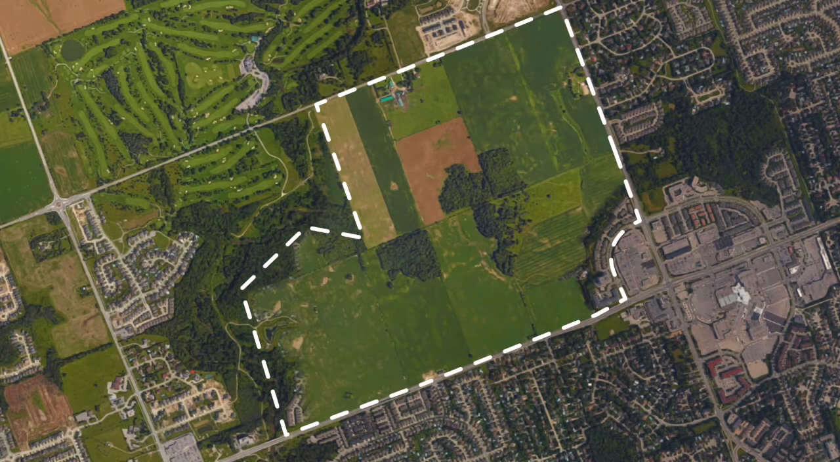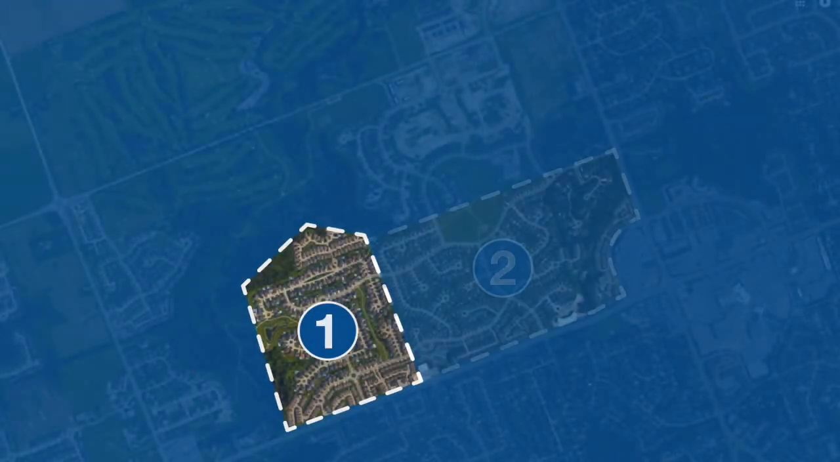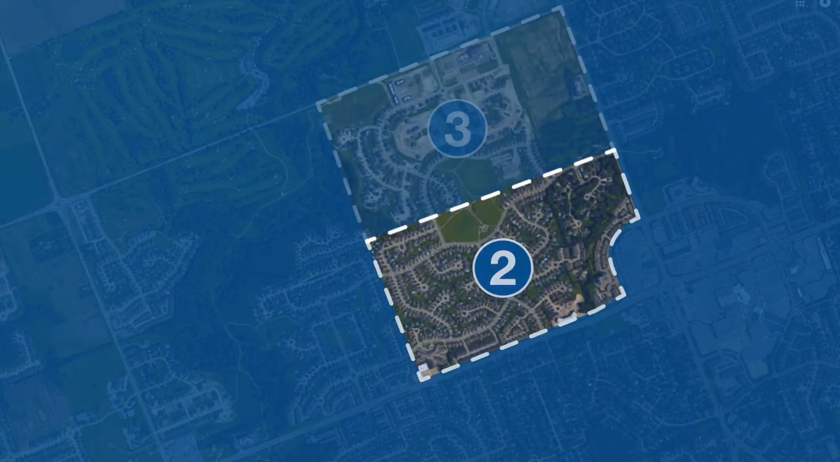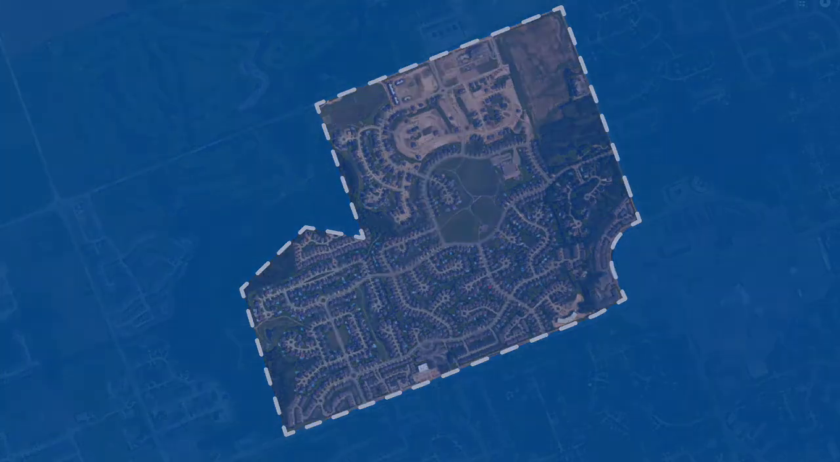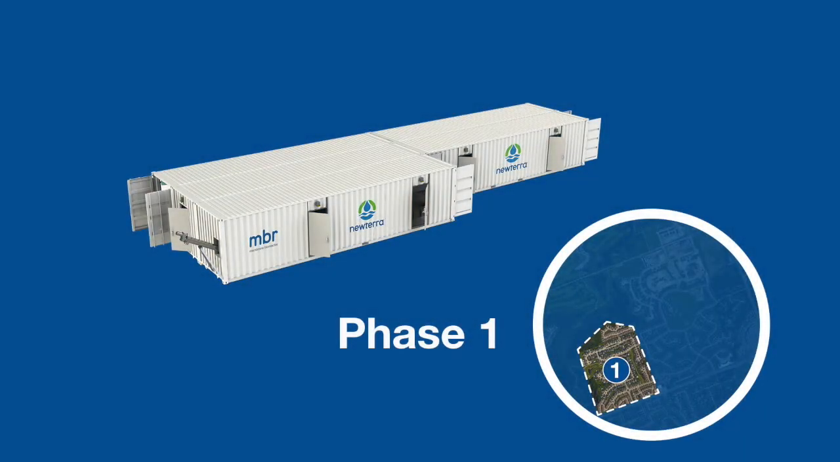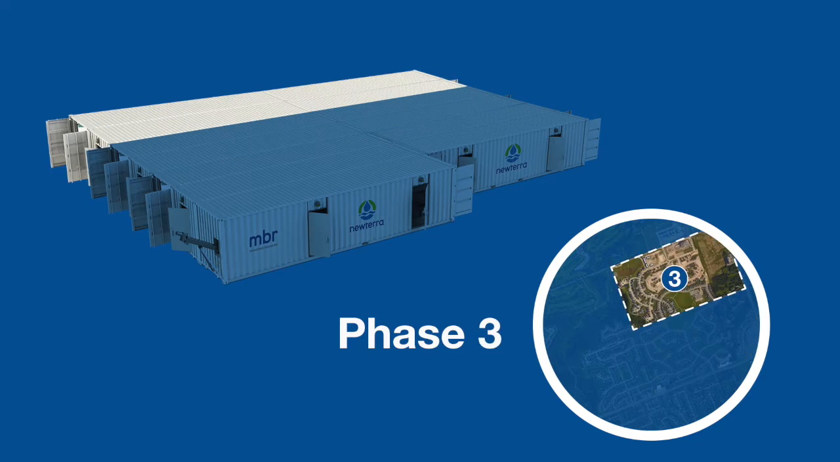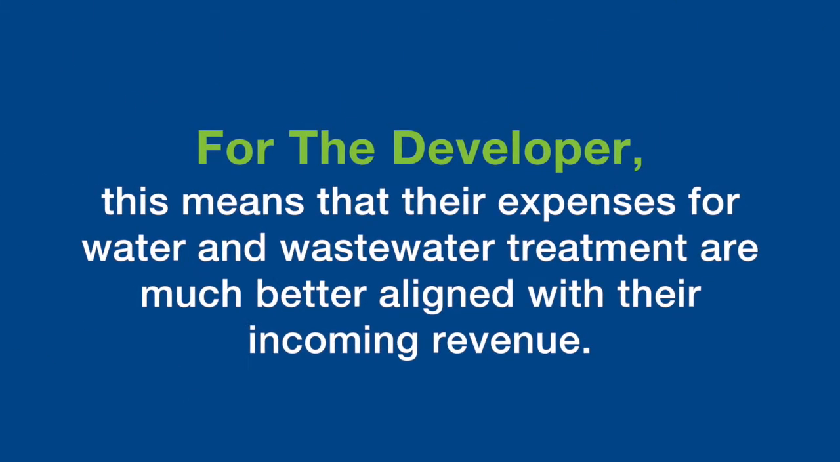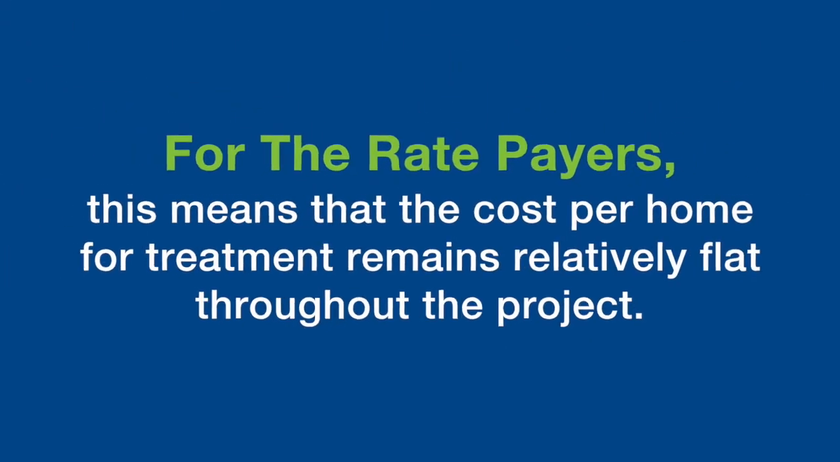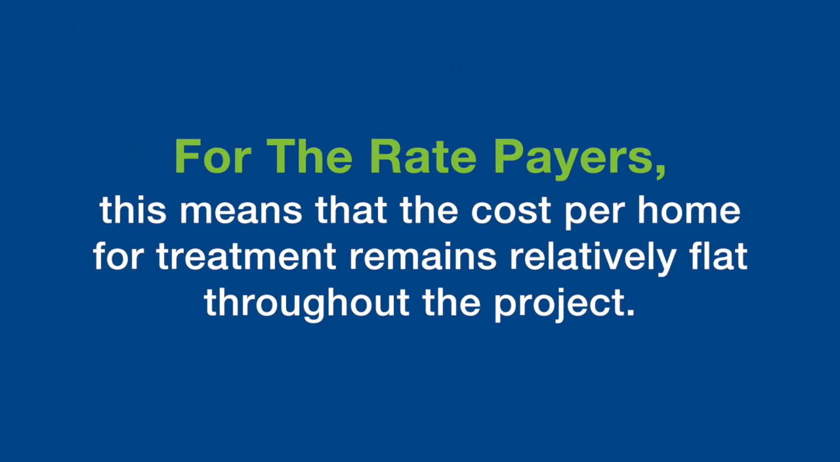New housing developments tend to be done in phases. The water and wastewater needs for the development start out small, but they grow with each phase. Using modular building blocks allows for the treatment system to grow in parallel with the needs of the development. For the developer, this means that their expenses for water and wastewater treatment are much better aligned with their incoming revenue. For the ratepayers, this means that the cost per home for treatment remains relatively flat throughout the project.